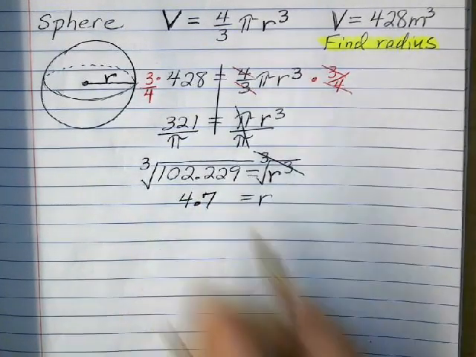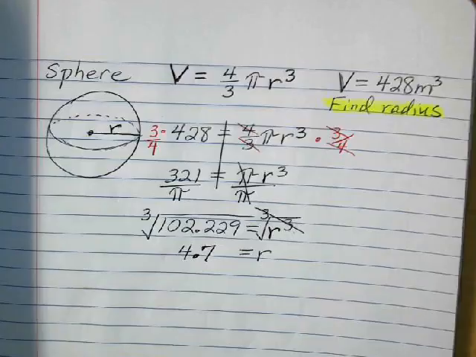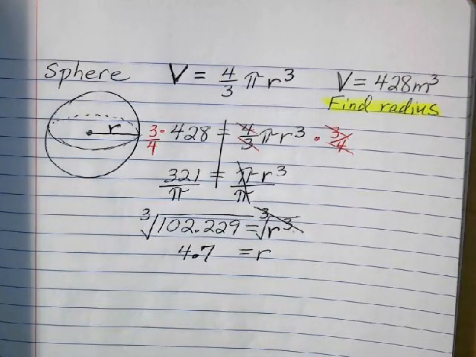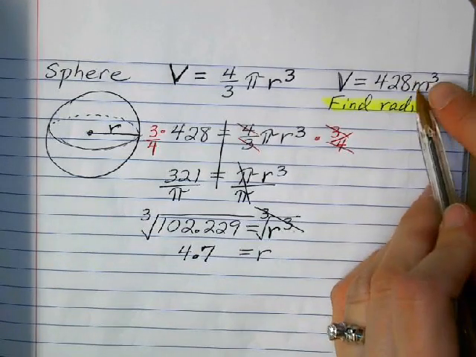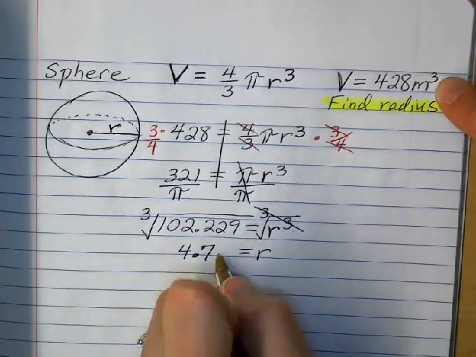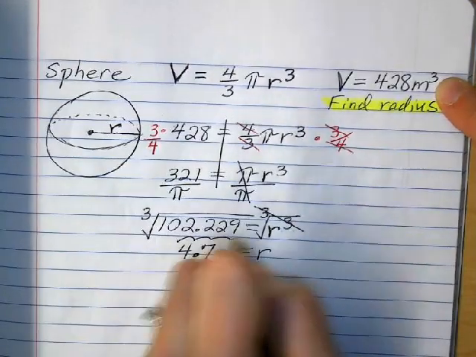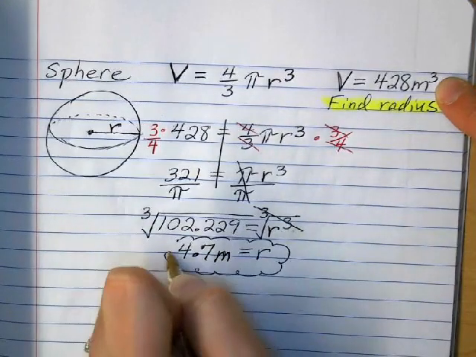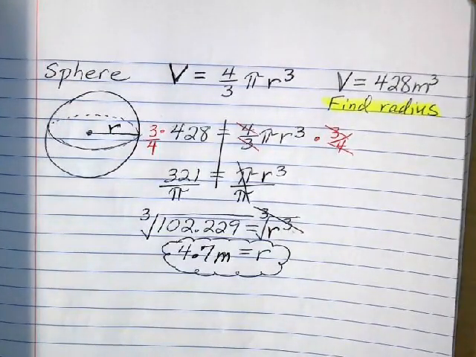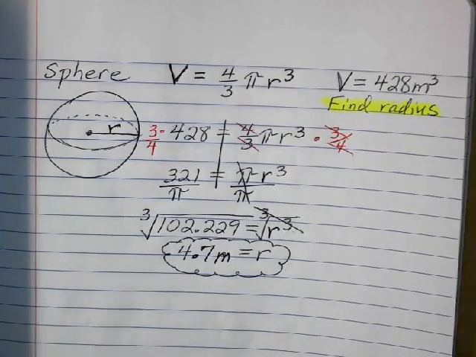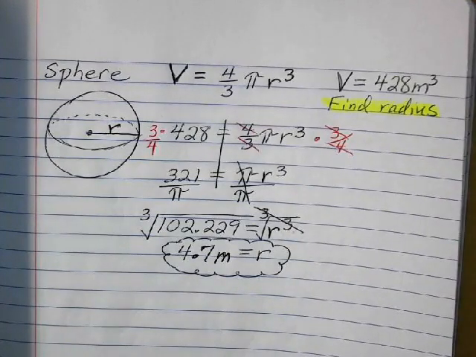4.7 what? Was this like centimeters, inches? If you just look back at the original problem, the volume was meters cubed. So this would just be meters. The radius would be 4.7 meters. You should try to get used to that. Look for the labels, like do I have to put inches on this since it was a little story problem? If it's a picture, is it inches, meters, centimeters, whatever the unit is? Try to label it.